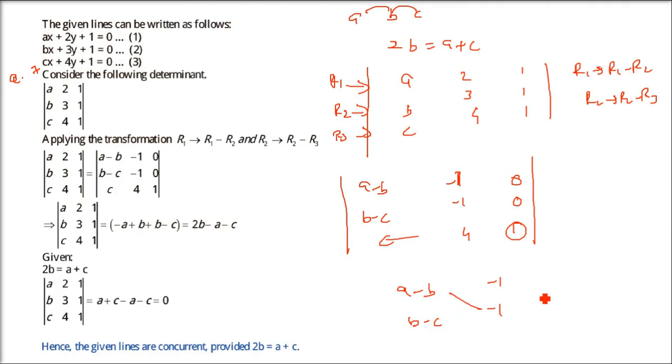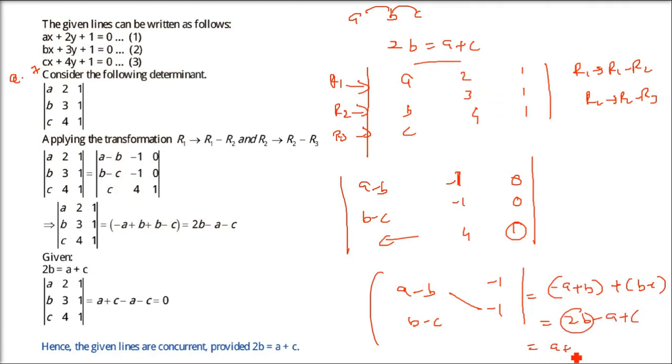Now this will be A minus B times minus 1, so minus A plus B, minus of minus B minus C, so plus B minus C. So this is 2B minus A plus C. I already told you 2B equals A plus C. So A plus C, A plus C, A minus C, A minus C cancel out, and this is going to be 0. So this comes to 0, and when this determinant is 0, these lines are concurrent, provided 2B equals A plus C. That is, A, B, C are in AP.